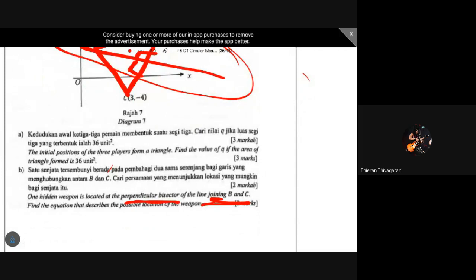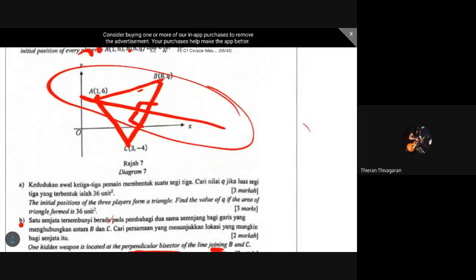Okay, so now with question B, one hidden weapon is located at the perpendicular bisector joining line B and C. Satu senjata ada pada pembahagi dua sama serenjang BC. Maksudnya macam ni. This is 90 degrees. So a weapon is located somewhere here, dalam garis ini ada satu senjata. So the question is to find the equation that describes the possible location.